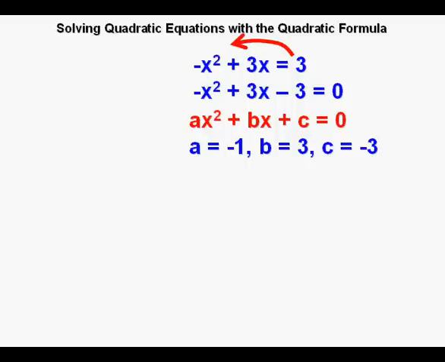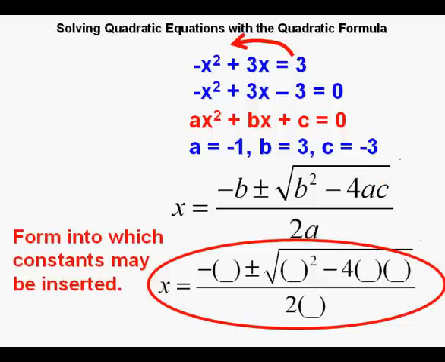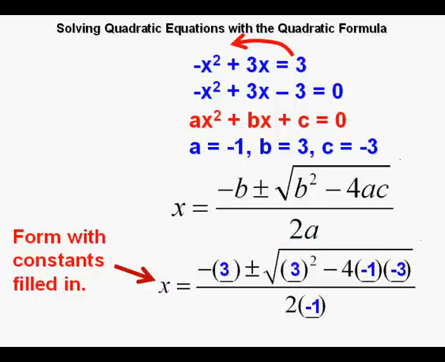In the quadratic formula, the a, or negative 1, goes here in these two places, the b, positive 3, goes in these two places, and the c, negative 3, goes in this single place. The most mistake-free way I know to do this is to have a quadratic formula with parentheses to be filled in, like this one below. And here is the quadratic formula form filled in with all the numbers for a, b, and c.